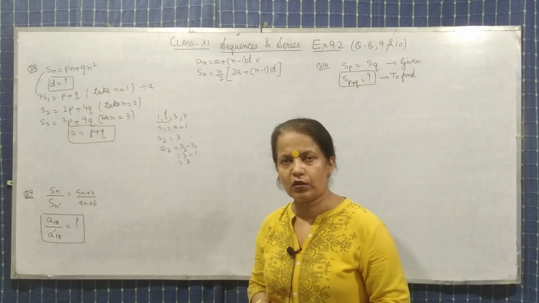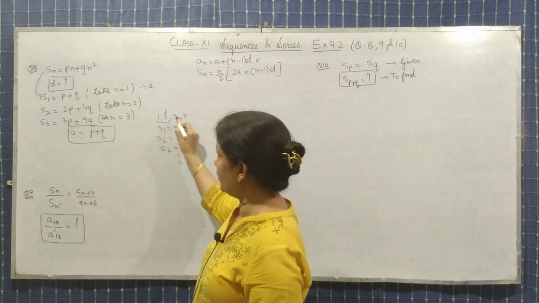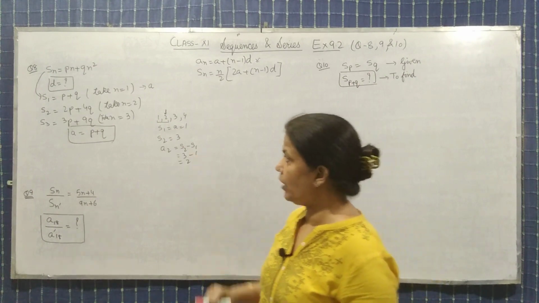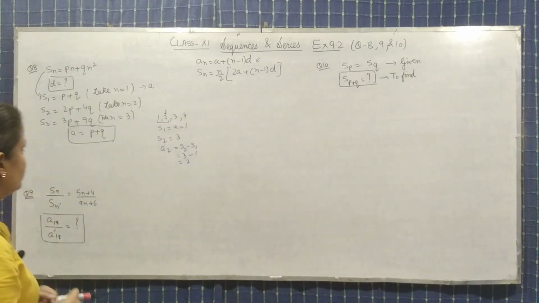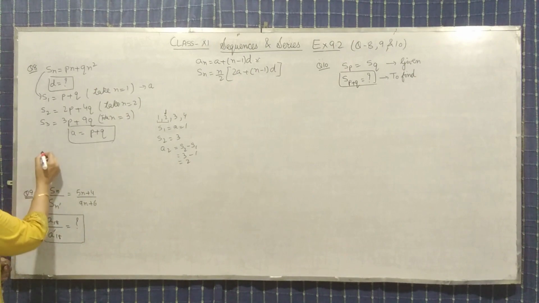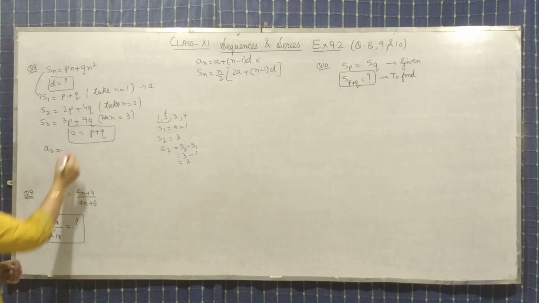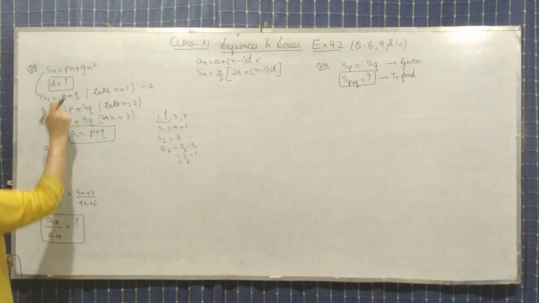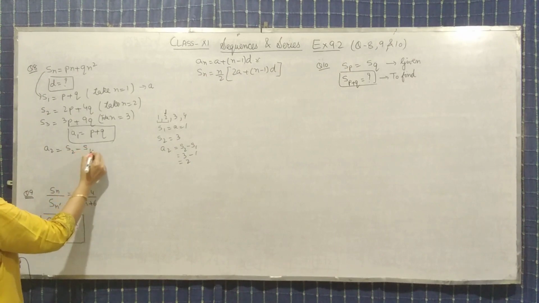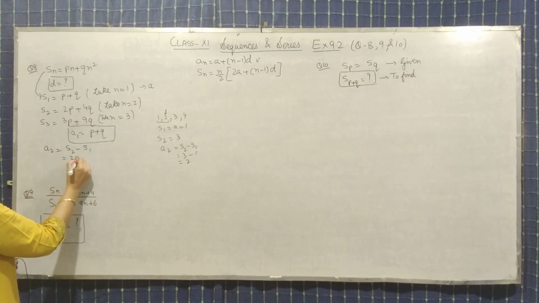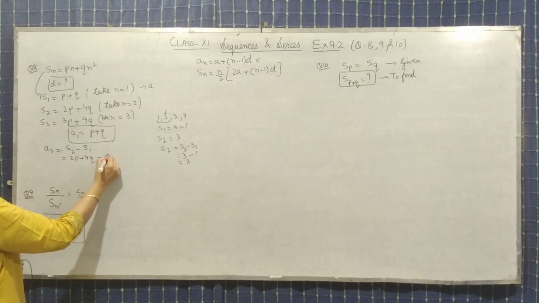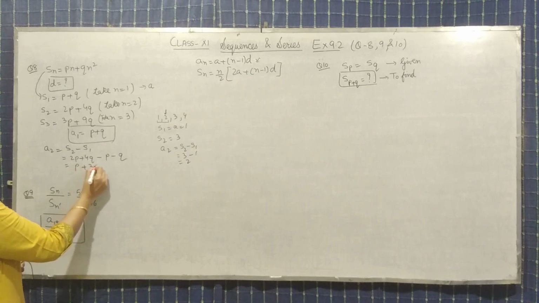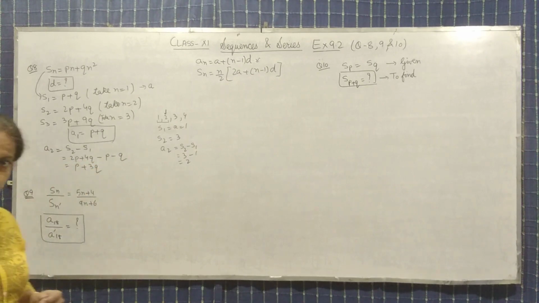How will you find out the third term? Sum of the first three terms minus the sum of the first two terms. So you will get the third term. Same thing over here. To get the second term, this is the first term. How will you find out the second term? Second term, S2 minus S1. So it will come as S2, 2p plus 4q, minus S1. This will come. Solve it. P plus 3q. So this will be A2.